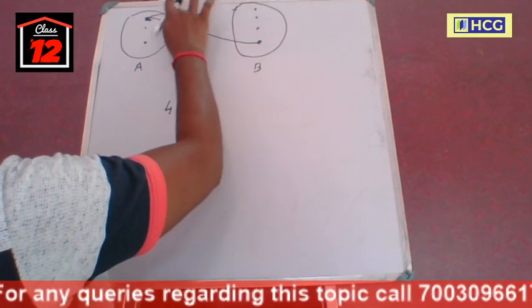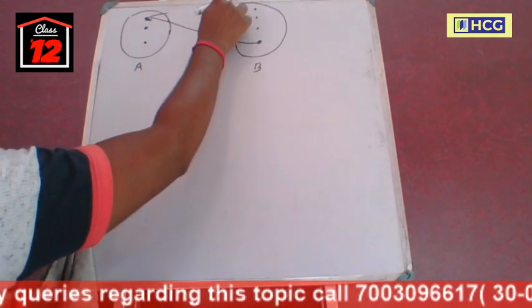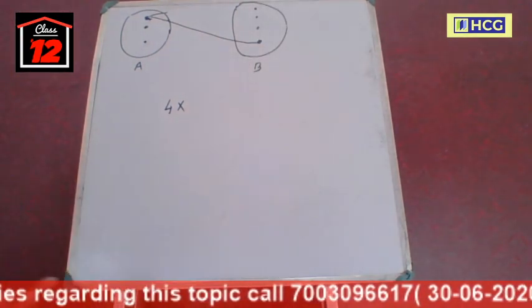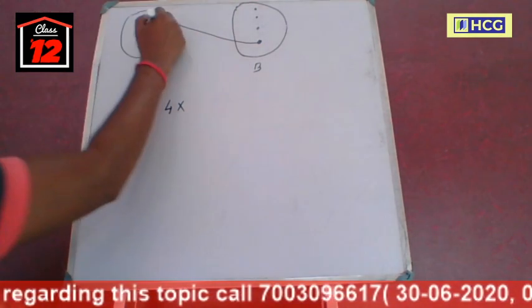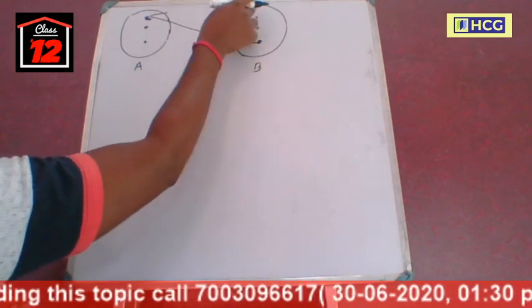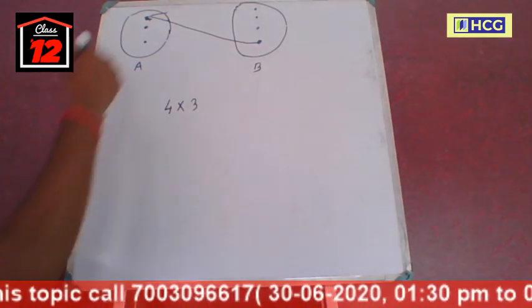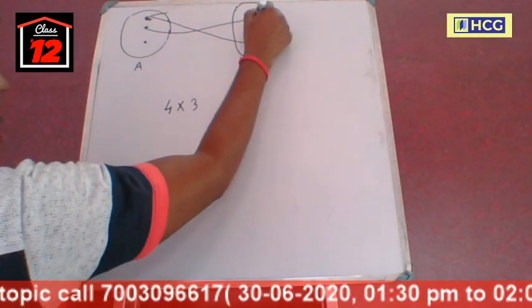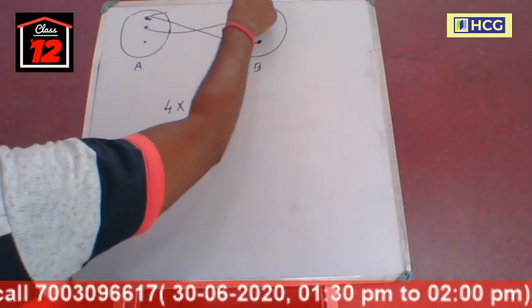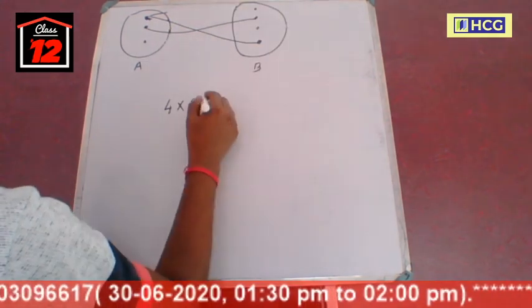This element is mapped to this element. So this element maps to either this or this or this, because the function is injective. So this element is mapped to any one among the three. So this element, how many ways? In three ways. Now this element is fixed with this. Now this element maps to either this or this, because the map is injective, so this element maps in two ways.